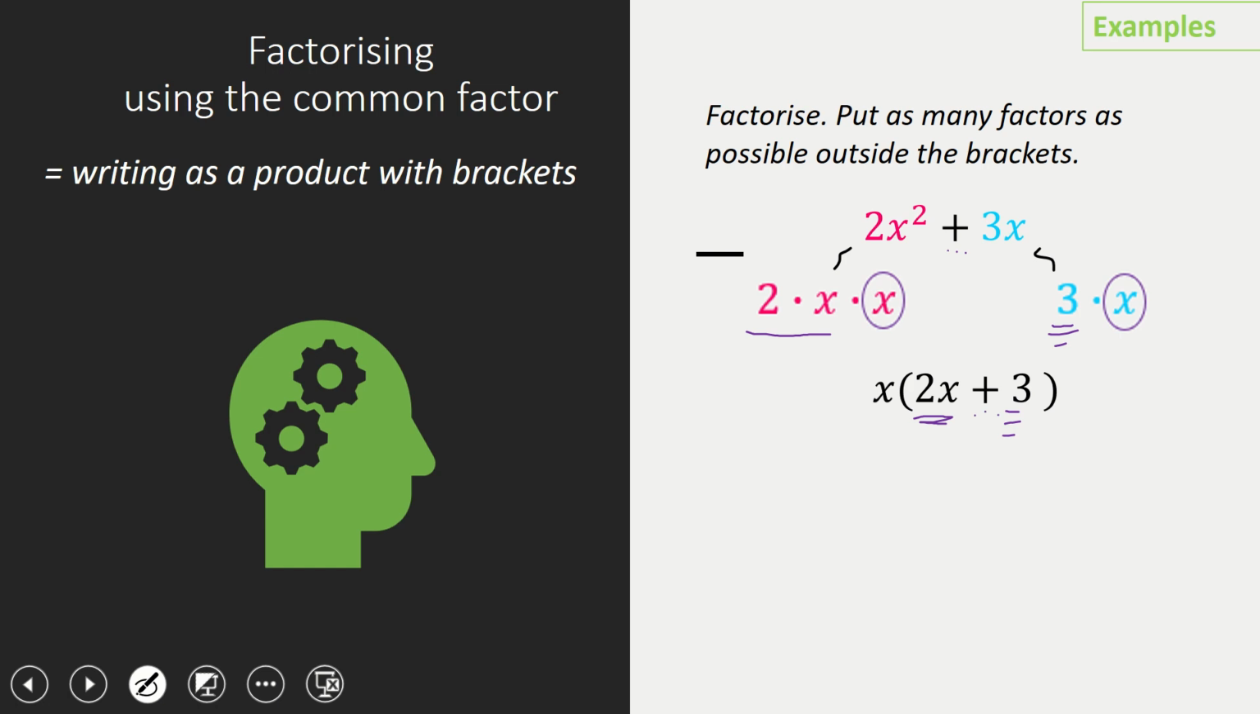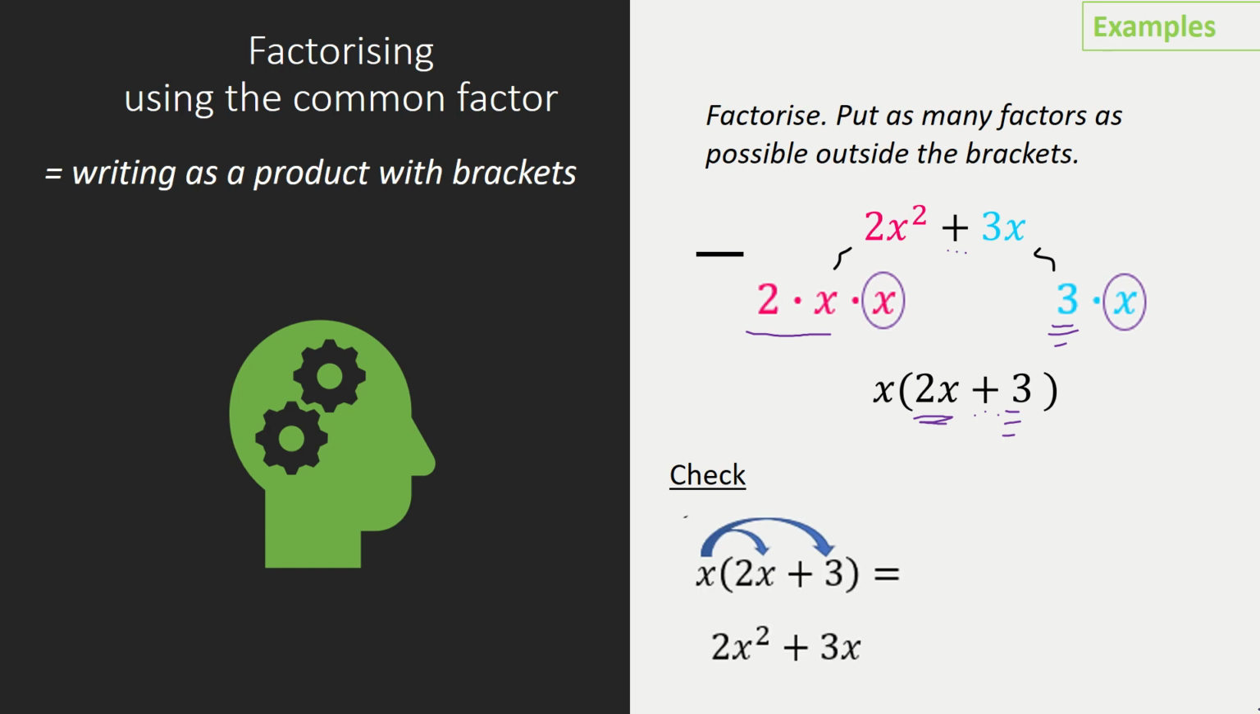Alright, so let's have a look at the other example. But first, it's really important to check if this is your correct answer. So now I've got the brackets and I'm going to multiply out brackets, and I see that this answer is exactly the same as the one on top. So that means that we did a great job and that we factorize it perfectly.